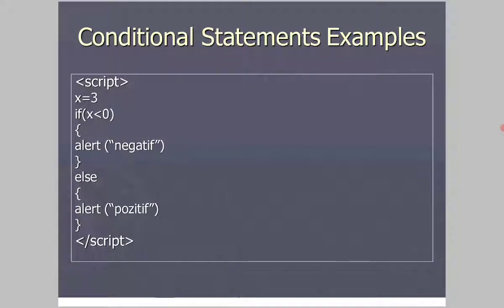So conditional statements examples: script, slash script, x is equals to 3, if x is less than 0, alert negative, else alert positive. So this is a simple JavaScript program to check if the given number is positive or negative. So what is the program? Script, x is equals to 3, if x is less than 0, alert negative, else alert positive.